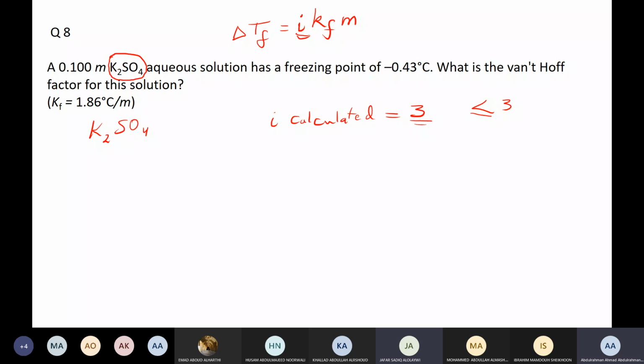Can I have it less than 1? Impossible. It is impossible to have it less than 1. Is this clear? So the answer must be in the range between 1 and 3. If you have it less than 1 or greater than 3, then you are doing something wrong. The answer is between 1 and 3 only. It must be.